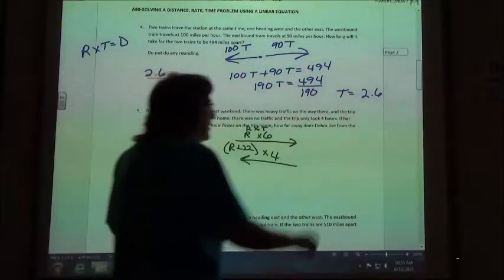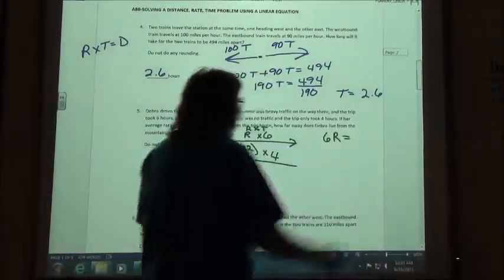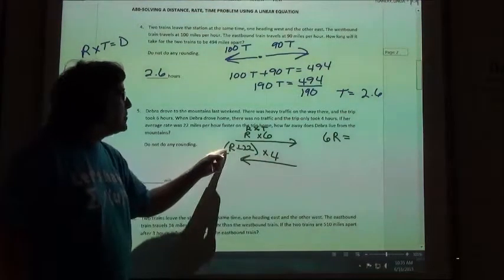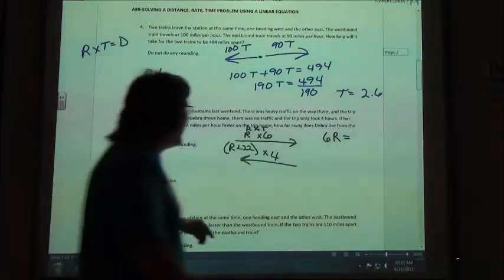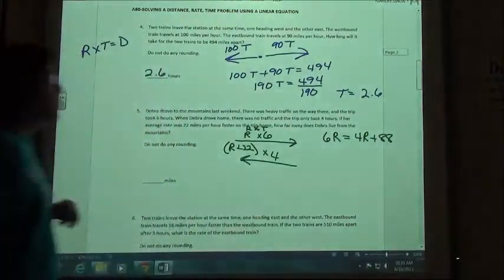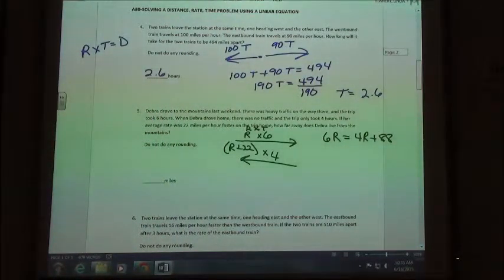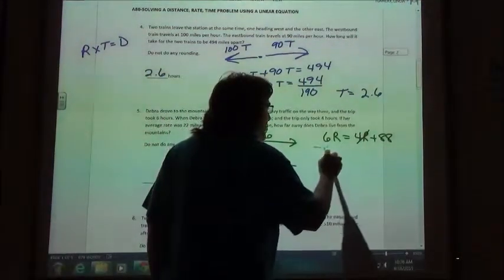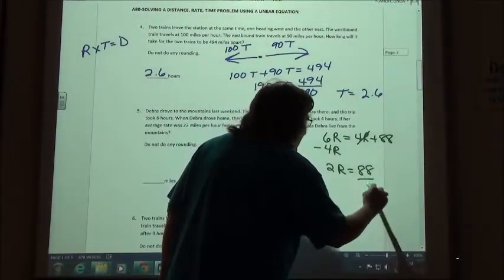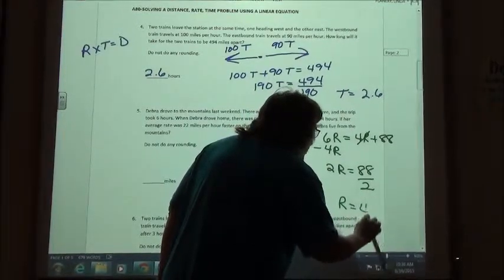So my equation: R times 6, or 6R, is the distance on the way to the mountains. Here I'm going to take my 4 times my R plus 22. I can multiply that out. 4R plus 88 then would be my distance on the way home. So now I have my equation. If I'm going to solve that, I've got to subtract my 4R to move it over. So 2R equals 88. I'm going to divide by 2. R equals 44.